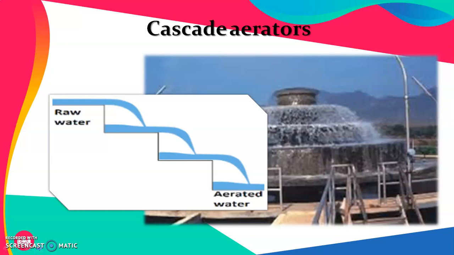The cascade can be either in open air, or in very rare cases it is installed under a roof, which can be full of fresh air. It generally reduces the carbon dioxide in a range of 50 to 60%.